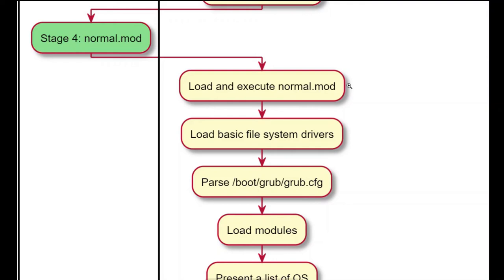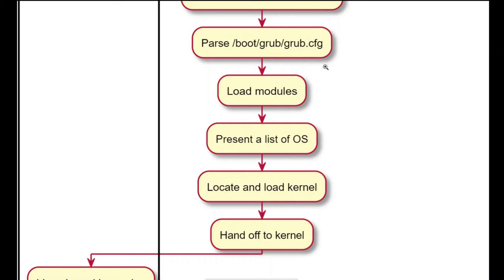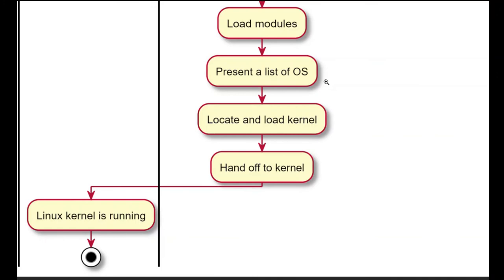After the normal module is loaded, it will start loading and parsing the GRUB configuration file, which is boot grub.cfg. Then it executes the statements, loads more modules, provides a menu to the user to choose an operating system, locates and loads the Linux kernel, and hands off control to the kernel. After these four stages of the GRUB 2 boot process, the Linux kernel takes over and starts running.